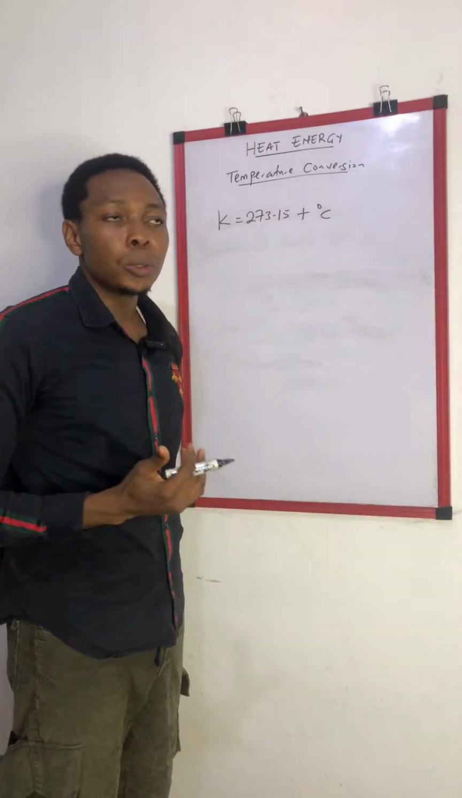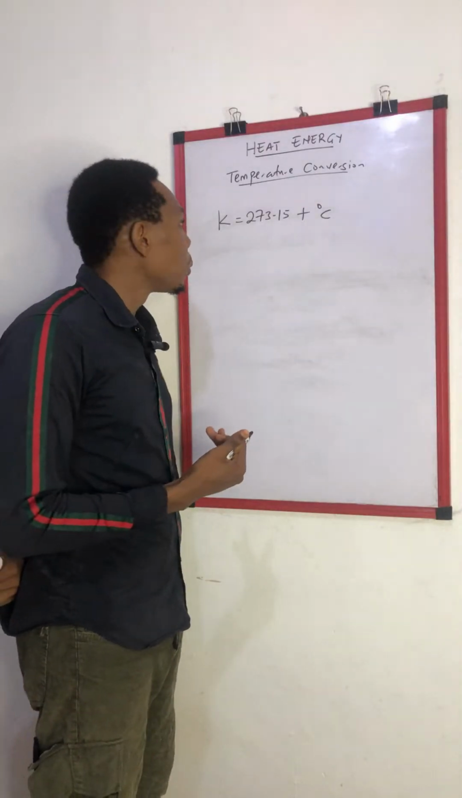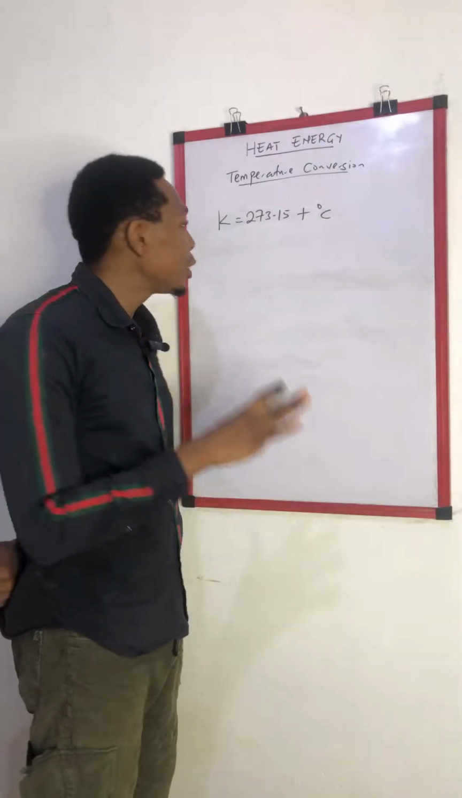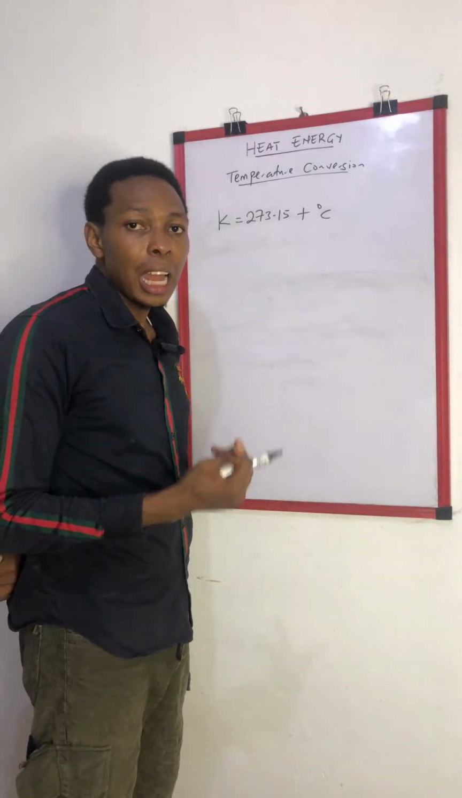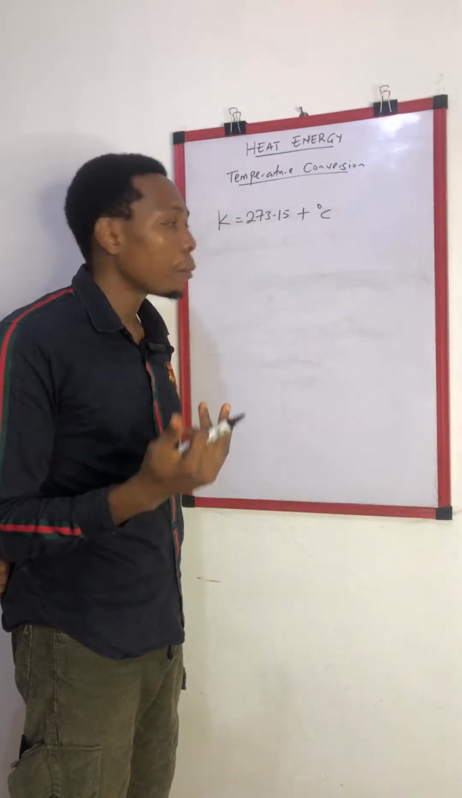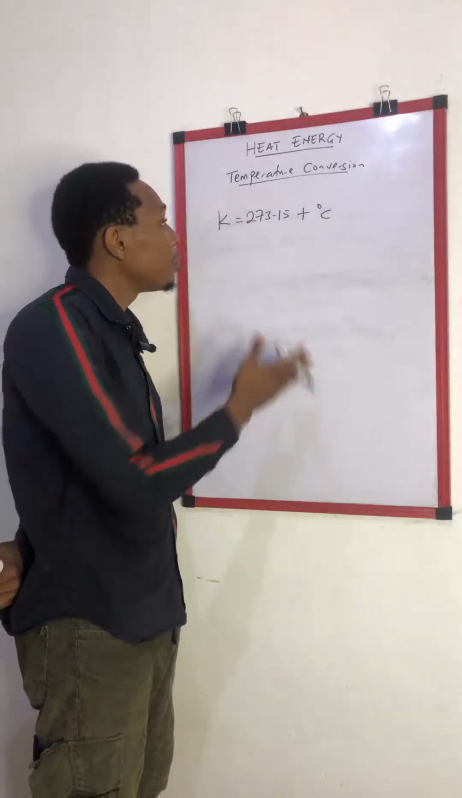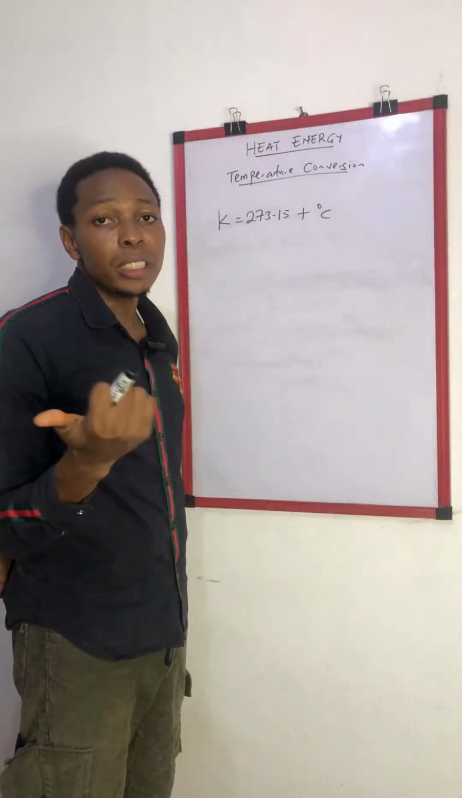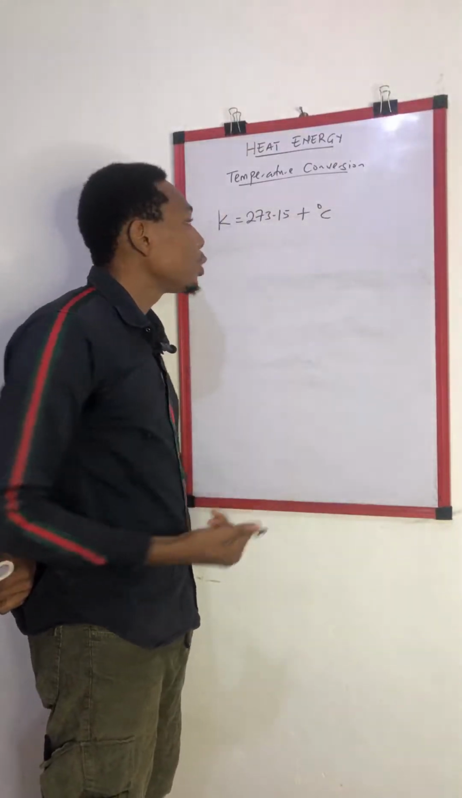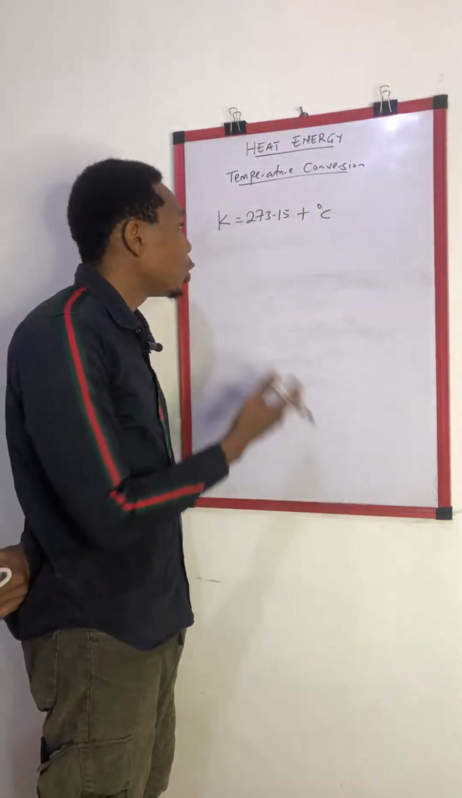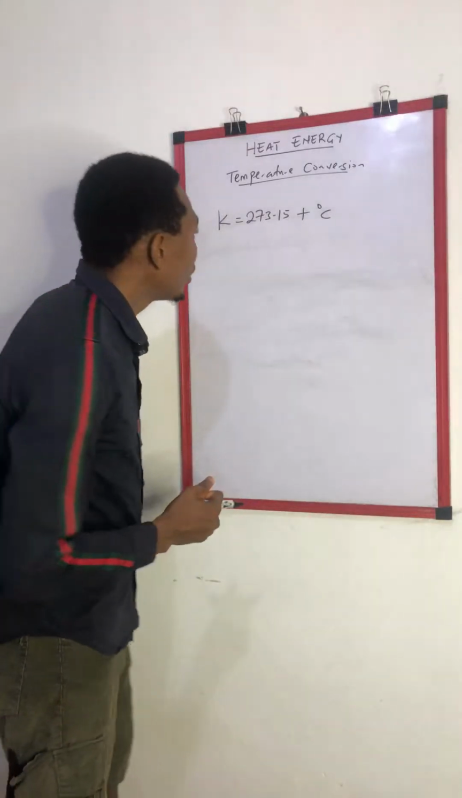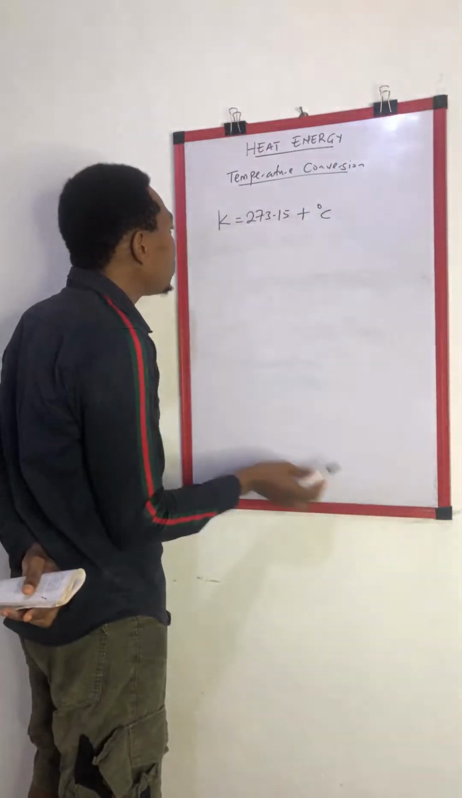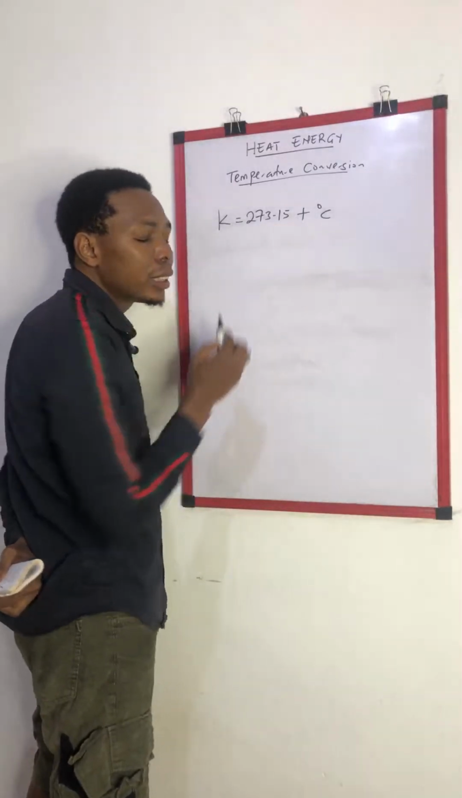Now, when it comes to degree Celsius, the lower fixed point is 273 and the upper fixed point is 373. If you approximate, you still have 273. So in your GLT, you are going to be making use of 273. You don't use 0.15. So that is the relationship between Kelvin and degree Celsius.